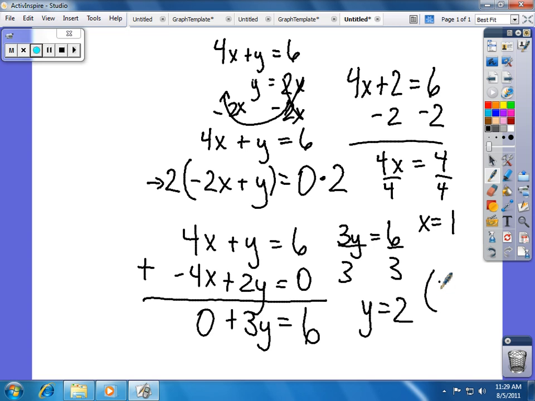So again, my solution to this system is 1, 2, which again should look familiar since we've used the same equation for all of these examples.